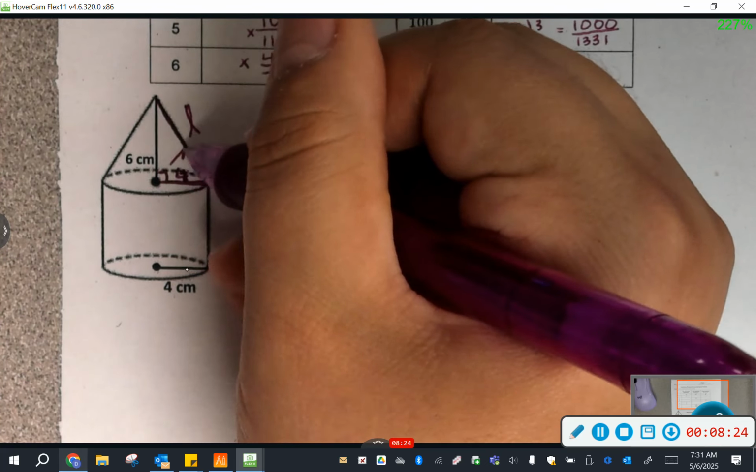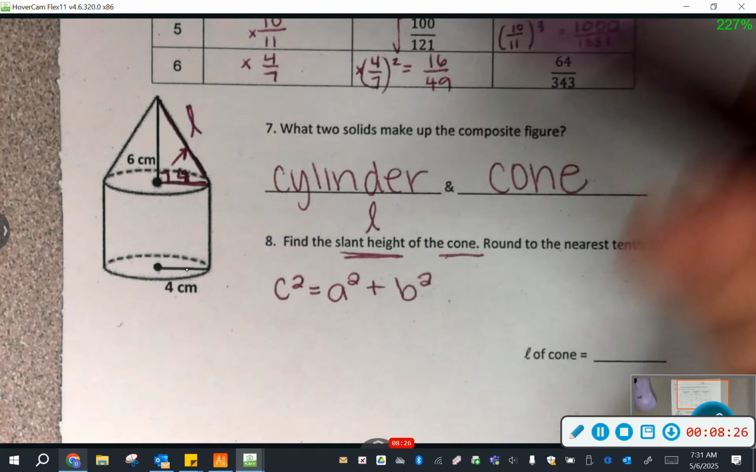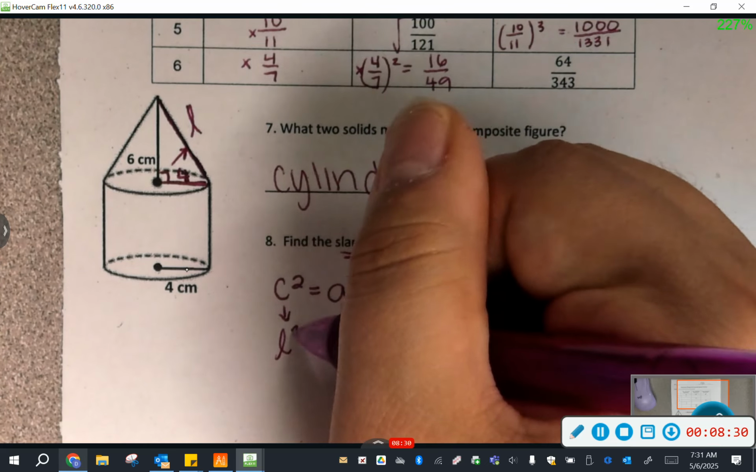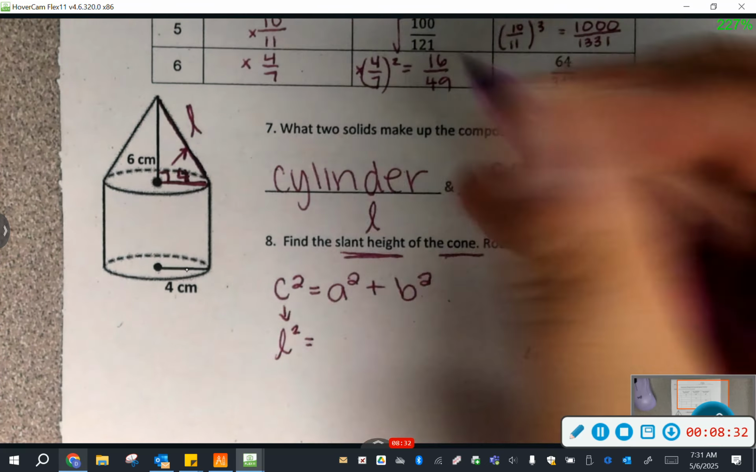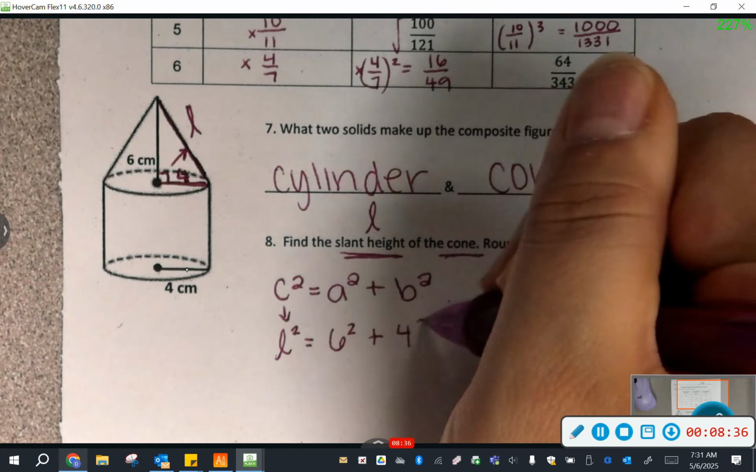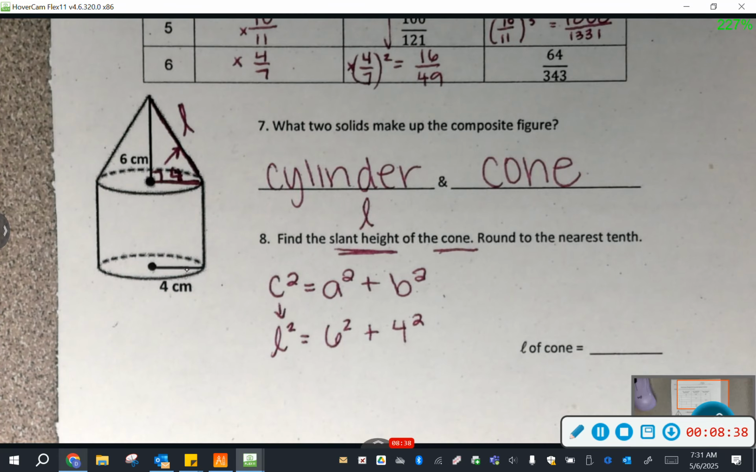Today is Tuesday. All right, across from the 90 degrees is my hypotenuse, which is L. So I'm just going to leave that L squared. And it does not matter which one's A and which one's B. You could have put 4 squared plus 6 squared or 6 squared plus 4 squared. What do I do now? Square root it.